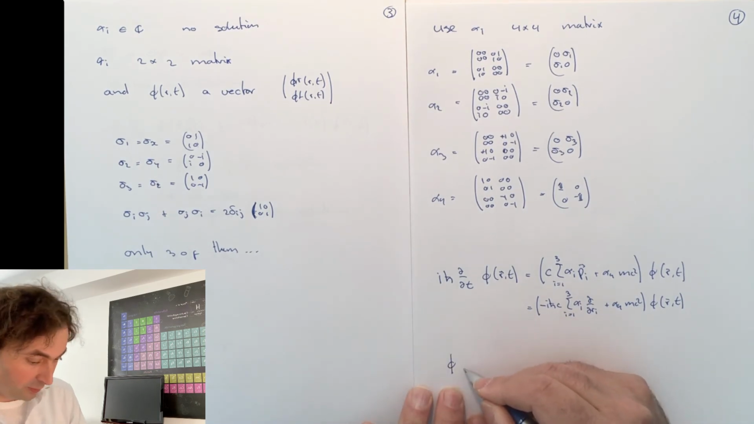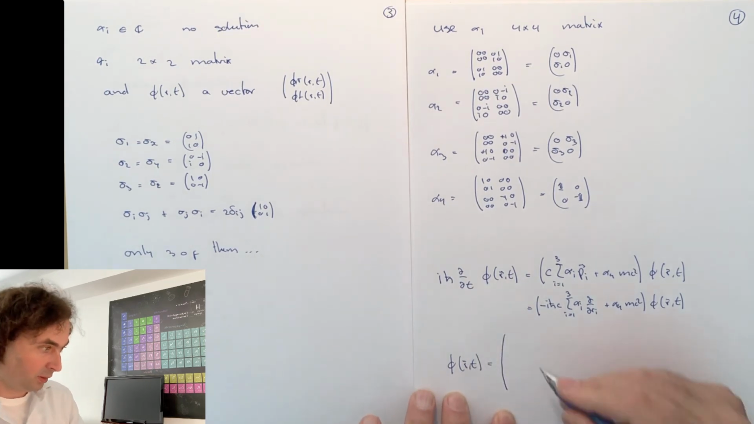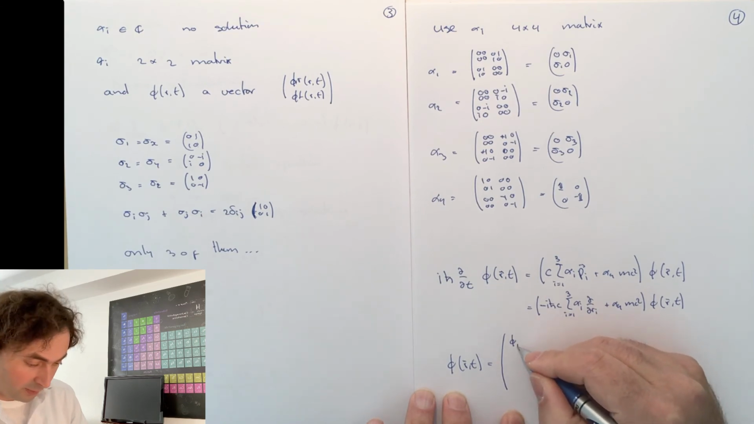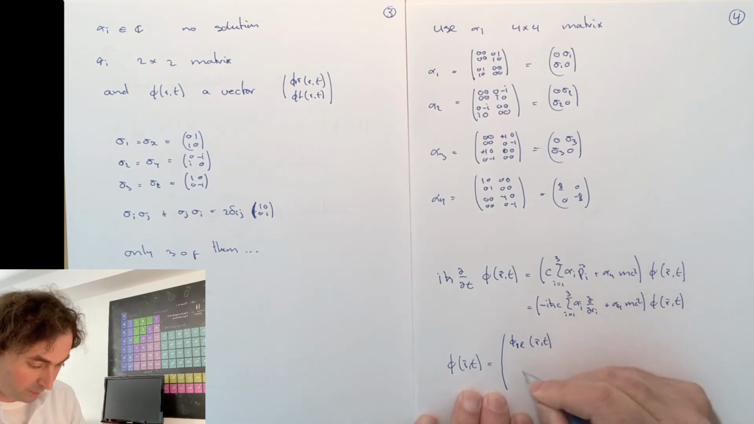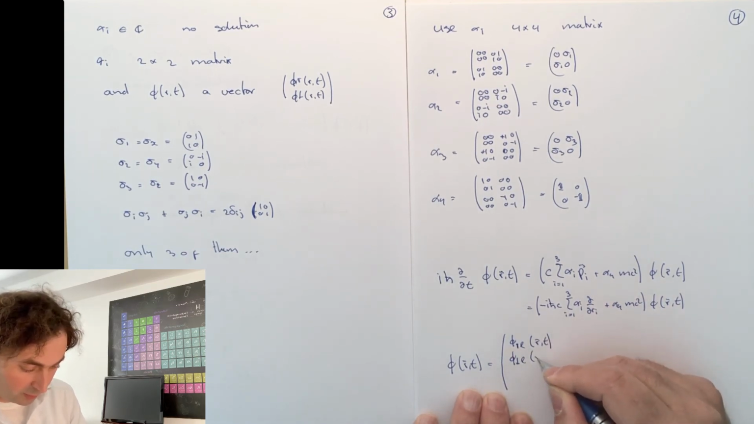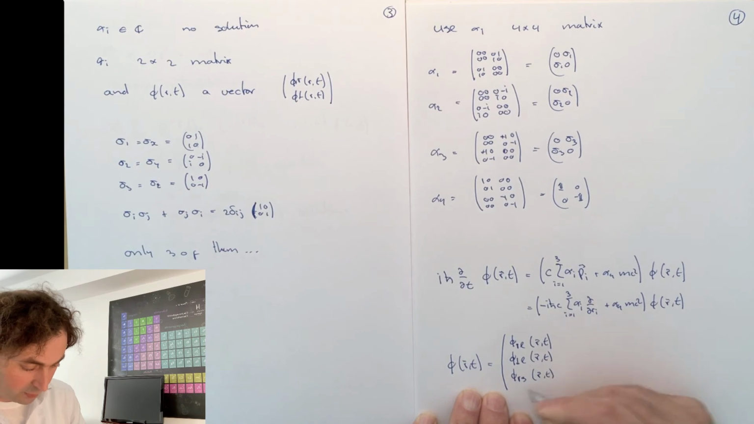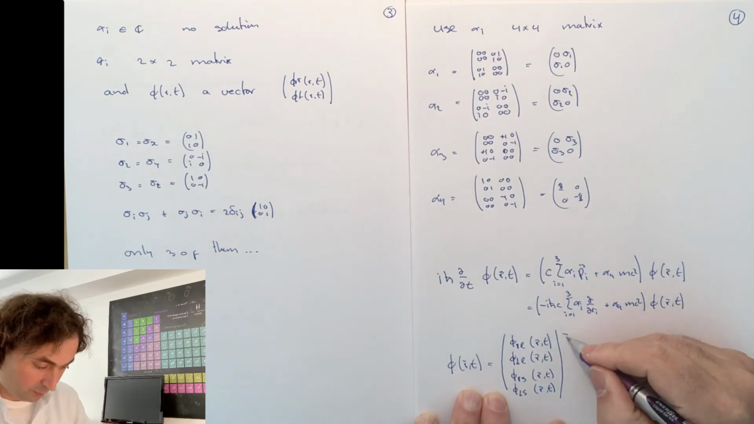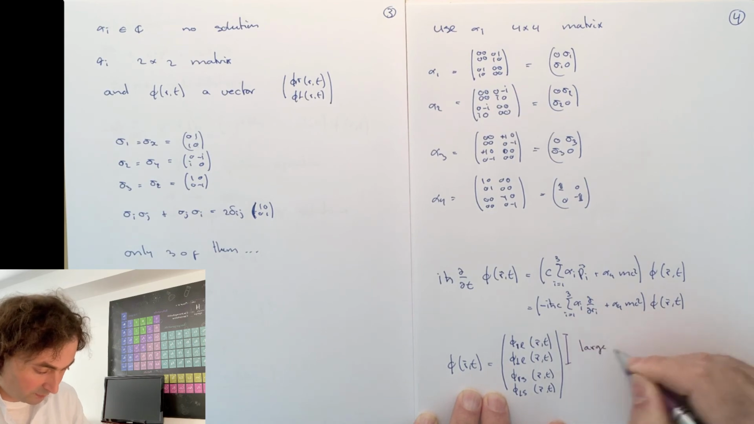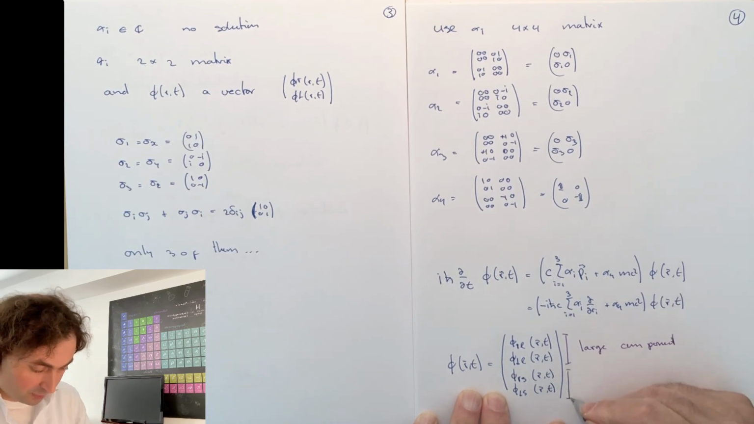and our wave function is given by a vector of length 4, where we have spin up, and we will call the first one the large component of the wave function, and then spin down times the large component of the wave function, spin up times the small component of the wave function, and spin down times the small component of the wave function. So we have both spin up and spin down for the large component, and spin up and spin down for the small component.